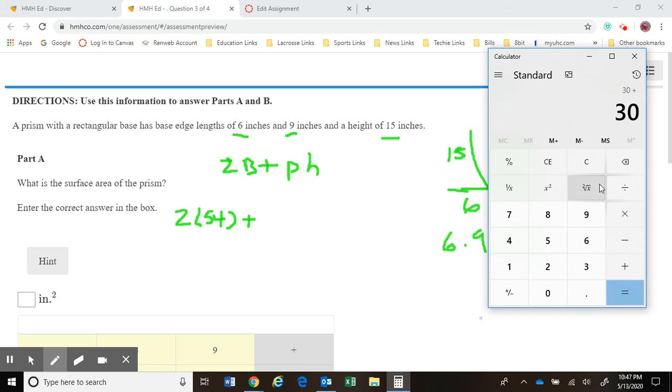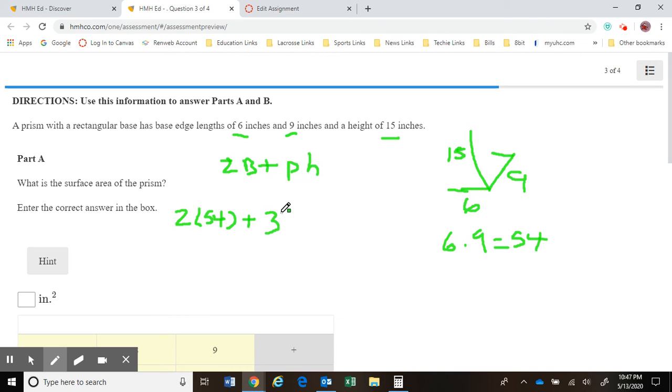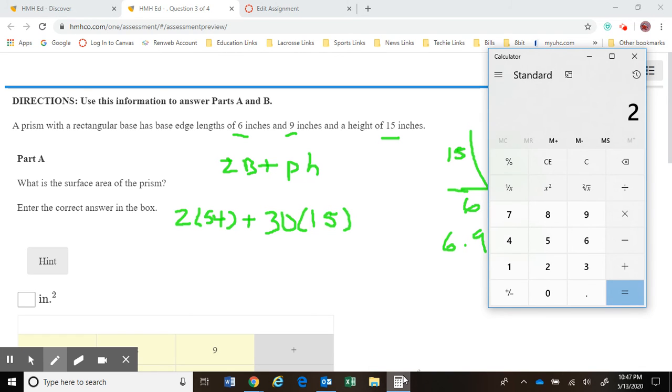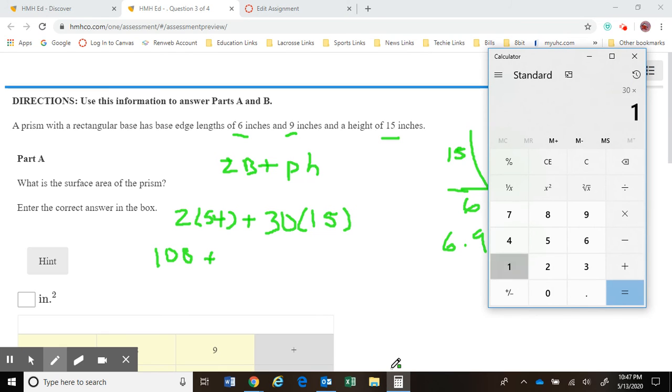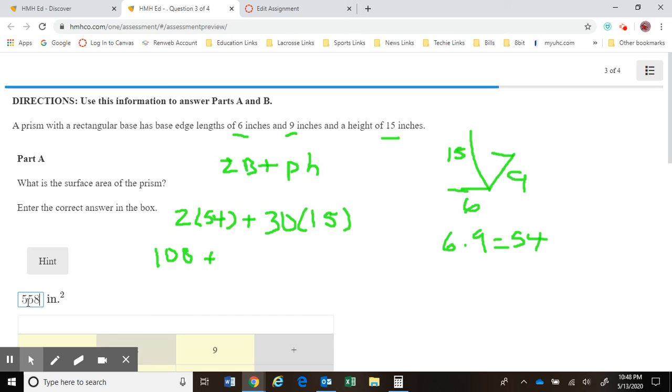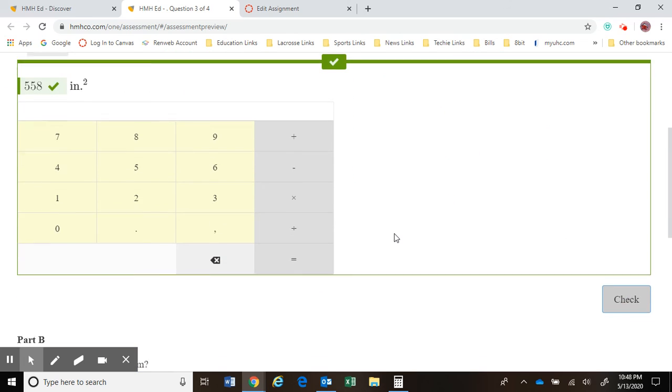Oops, I hope I didn't go too fast there. Yeah, but it is 30. 6 plus 9 plus 6 plus 9 is 30. And that's my perimeter of the bottom. And then, of course, the last number is my height. So times 15. Okay, and that's going to give me my surface area. All right, so let's see. 2 times 54, that's 108. And 30 times 15, that's 450. And I'm going to add 108 to that. 558. Yay.